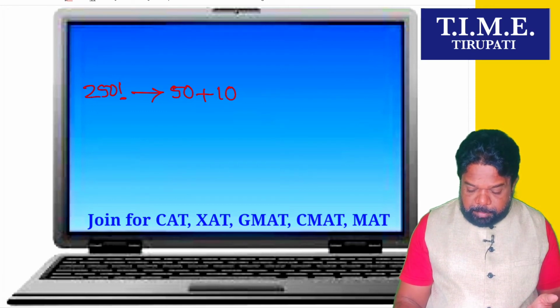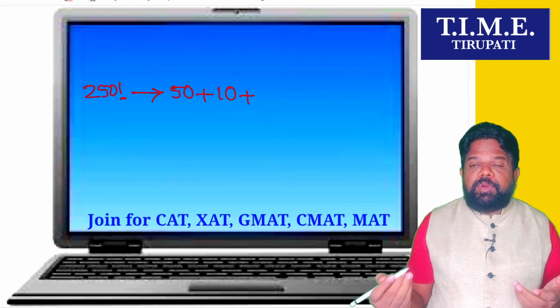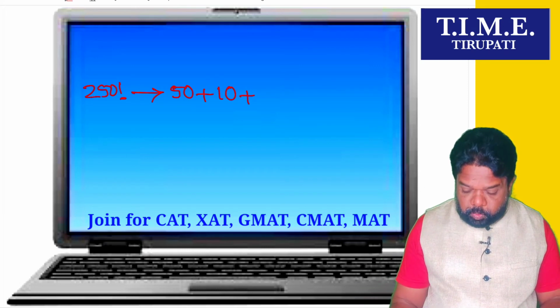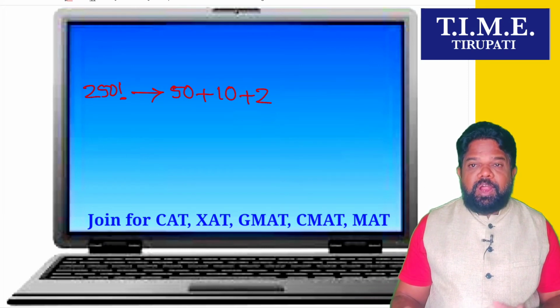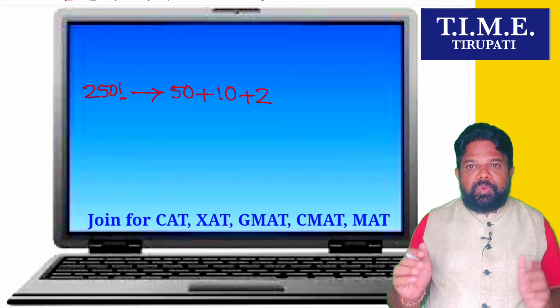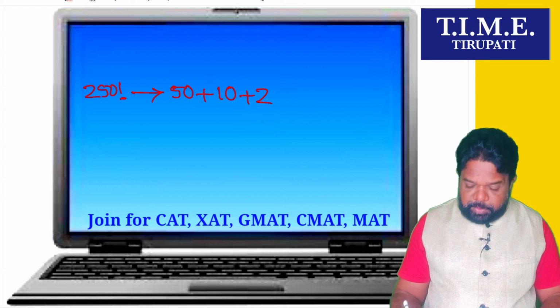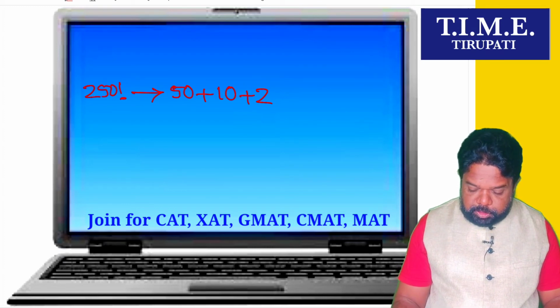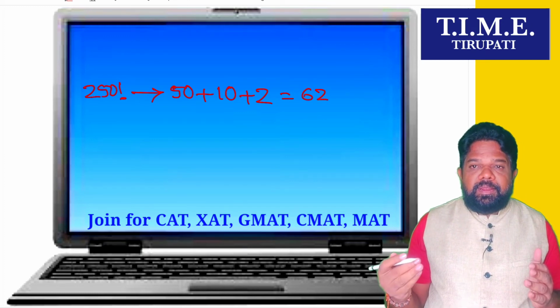Again, this 10 divided by 5. What is the quotient? 5 2s, it is 2. So, less than 5 you got. Up to less than 5 you have to calculate. So, 2 is less than 5. Now, take the sum of all this. How much do you get? 62. So, in 250 factorial, how many 5s are there?